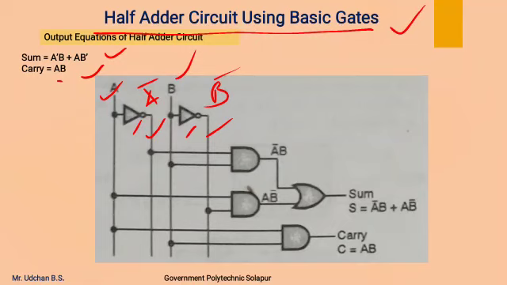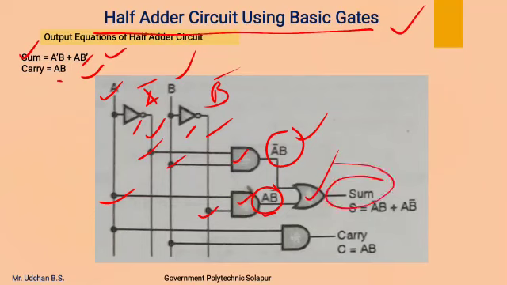So first we will see how to get the equation of sum. It consists of A bar B. First we will get the A bar B term using one AND gate by connecting A bar and B as inputs to that AND gate. After that we will get the A B bar term using another AND gate. We are going to connect A and B bar as inputs to get A B bar. So we got A bar B and A B bar. We will connect both these outputs to an OR gate to get our sum equation.